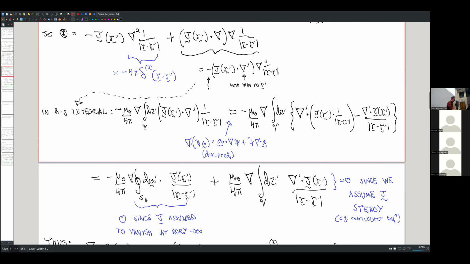If my volume is big enough, the current itself is going to start vanishing at some point. I can just choose my surface bigger than whatever region in which there's a non-zero current. The integral still works, except that now at the boundary of that volume, the value of the current is identically zero. So this particular contribution is just zero. The only circumstance in which it would be non-zero is if I had a non-zero current density at infinity.